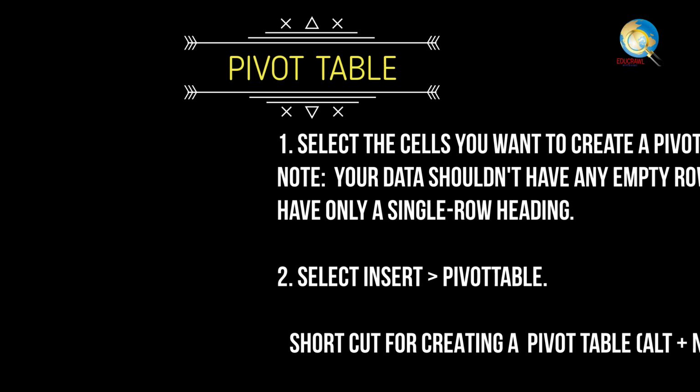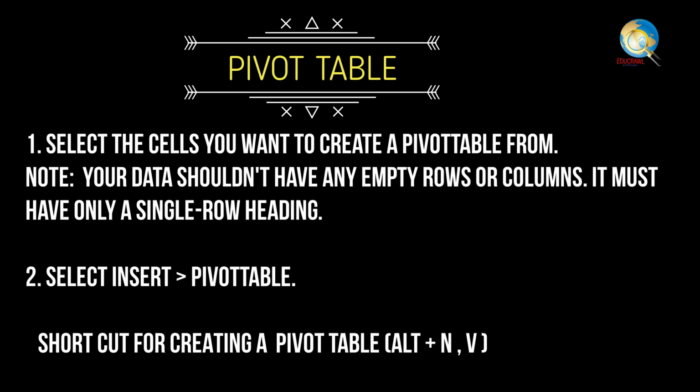Now let us see how to create a pivot table. Step number 1. Select the cells you want to create a pivot table from. The shortcut for selecting the cells is Ctrl plus Shift plus 8. Note, your data should not contain any empty rows or columns. It must have only a single row heading.